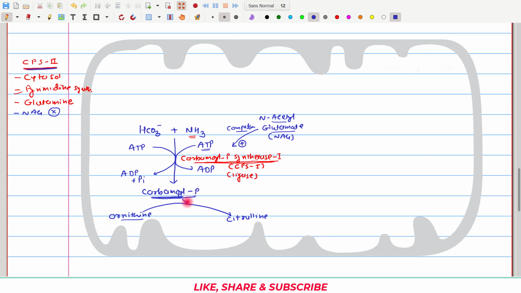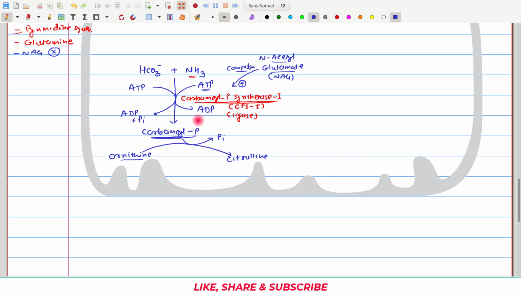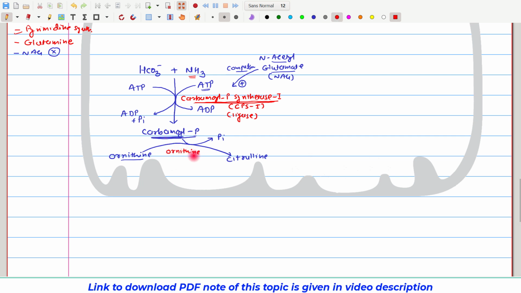And this phosphate is released as an inorganic phosphate. This particular reaction is catalyzed by the enzyme ornithine transcarbamylase. This is also a ligase class of enzyme.